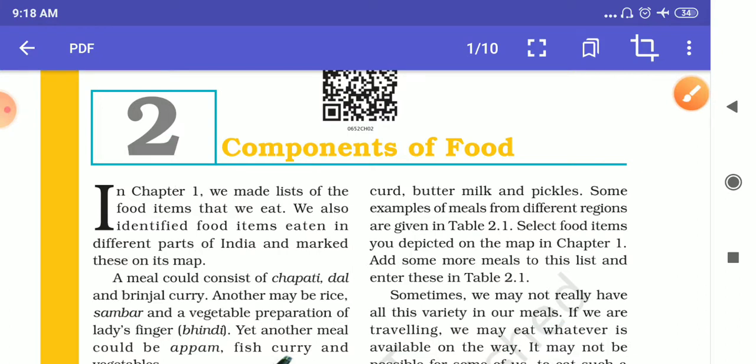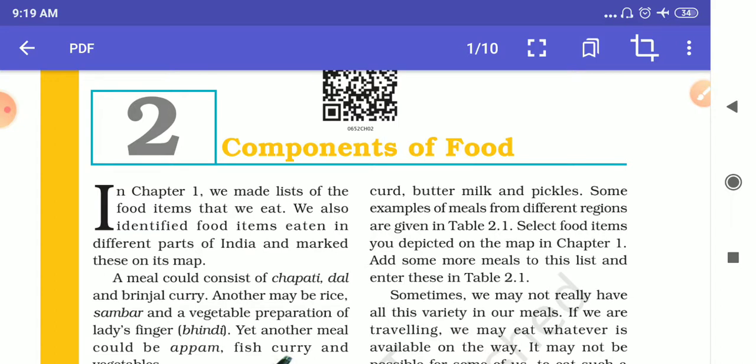Topics to be covered in this chapter are: what do different food items contain, significance of nutrients, balanced diet and deficiency diseases. Food is essential for our body, and where do these food items come from? We have discussed in the previous chapter.